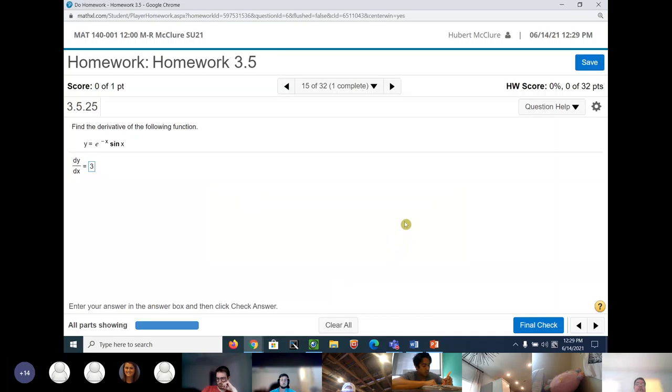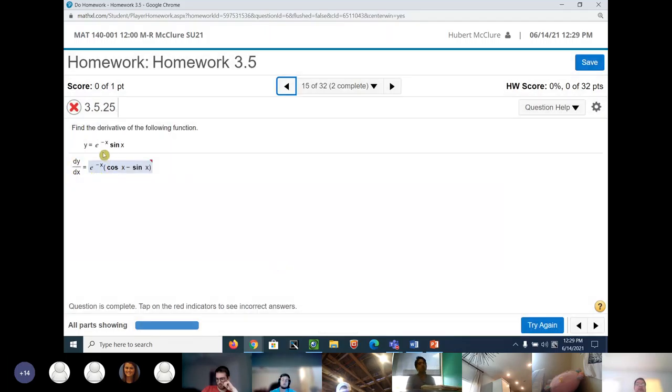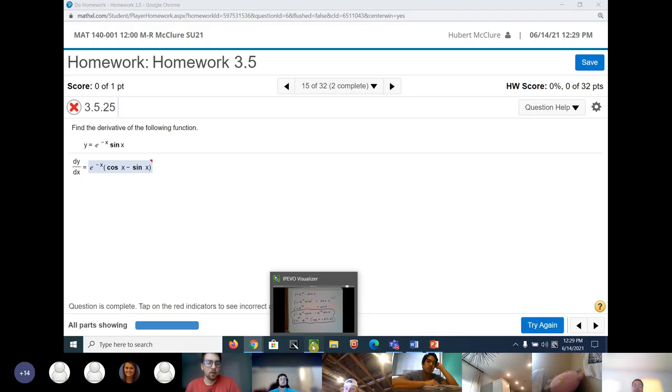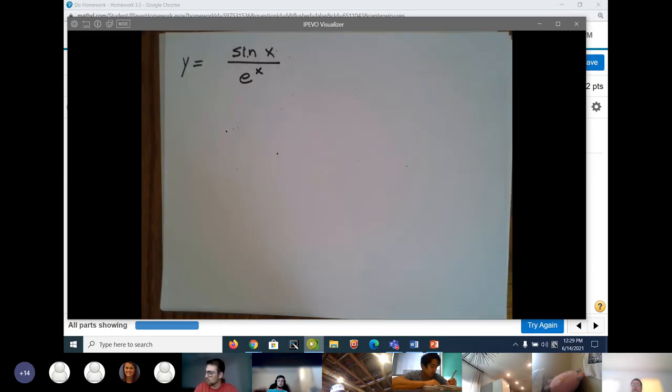Question so far? Not at the moment. Now, could we have done that with the quotient rule, yes or no? Yes, we could have. Let's do it with the quotient rule. Y is equal to the sine of x divided by what? E to the x, Hubert. That's right, class. All right, try that one by the quotient rule. Because you know I'm going to test you on those 3 rules. I meant 4. Power, product, quotient, and chain.